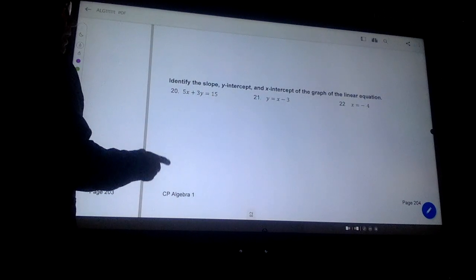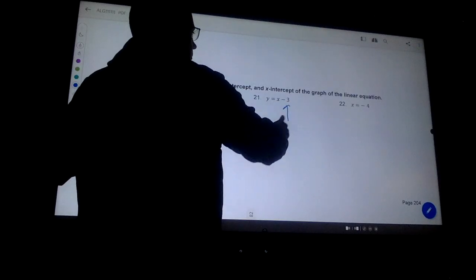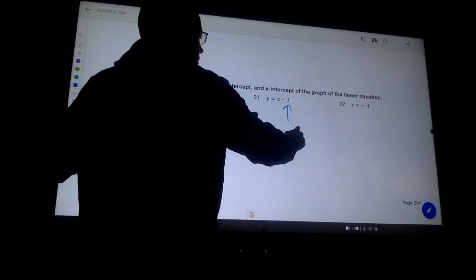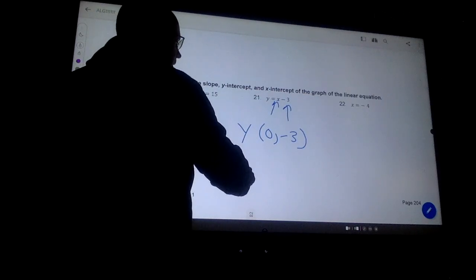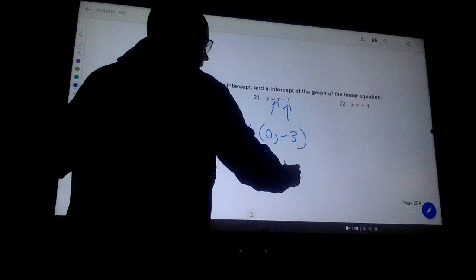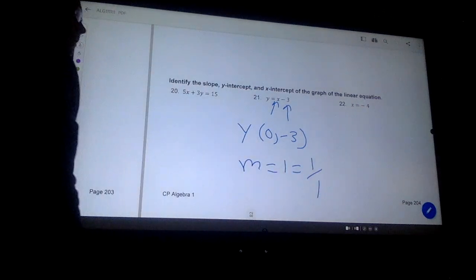We want to find the y-intercept. Well, that's my y-intercept. What's my slope? Well, what's the number in front of x if there's nothing there? Yeah, it's 1, or you could have it as 1 over 1, your choice.